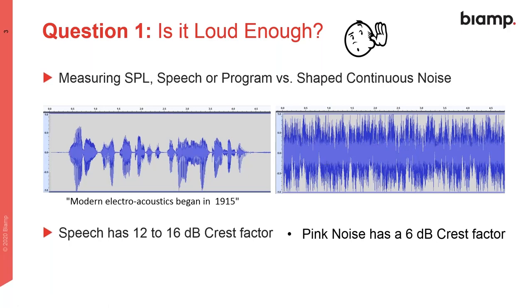Pink noise, continuous noise, what we use when we measure and rate loudspeakers, has a 6 dB crest factor, or we might even, in certain cases, use sine waves with 3 dB crest factor. So when we go to measure what the speaker's capable of, we'll use a very dense signal like this, and we'll get a high number. When we actually measure what the speaker is doing in the field with speech or program, we'll get a much lower number because we have a much higher crest factor and space in between.